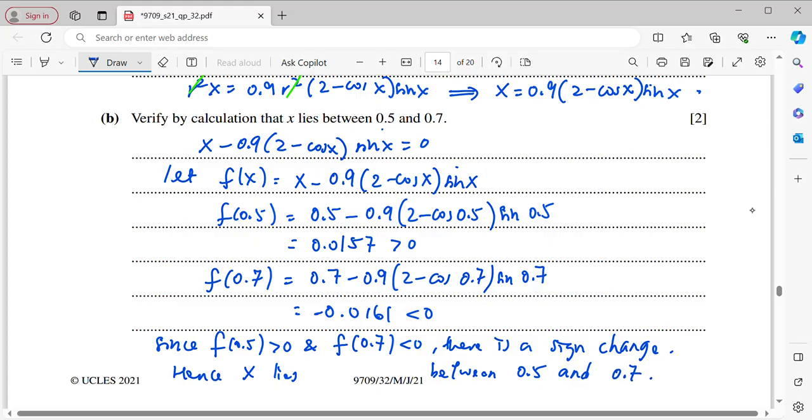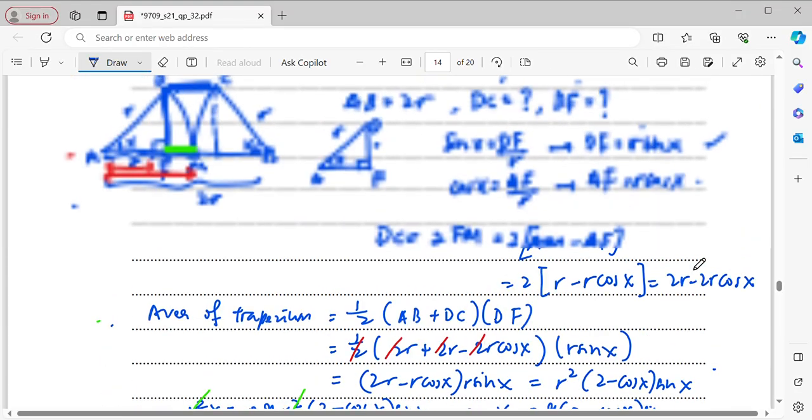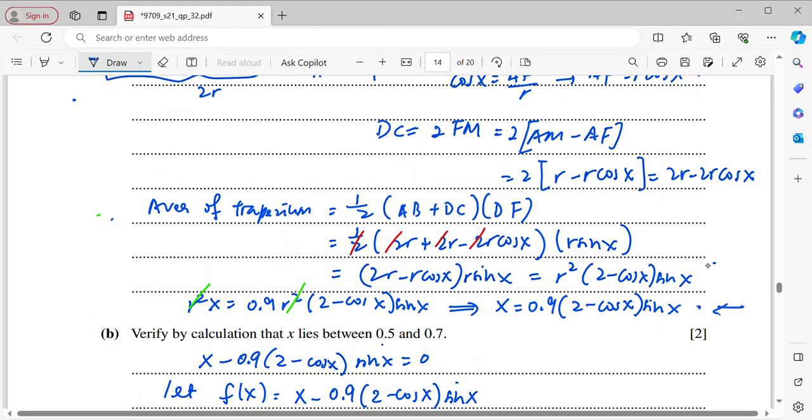Okay, so that is how we prove the x lies between two values. So this is by using the sign change rule. Okay, next, show that if a sequence of values in the interval x between 0 and half pi given by the iterative formula converges, it converges to the root of the equation in part A, which means now you have to start from this iteration formula and prove until this expression in part A.